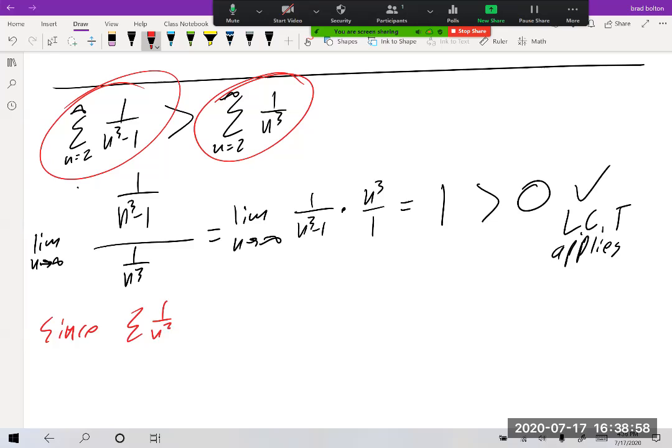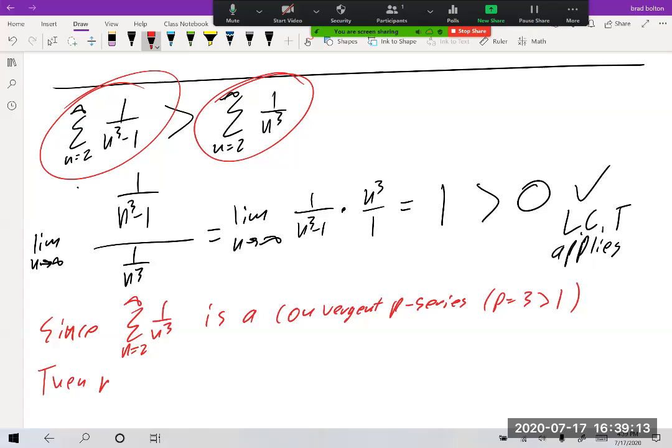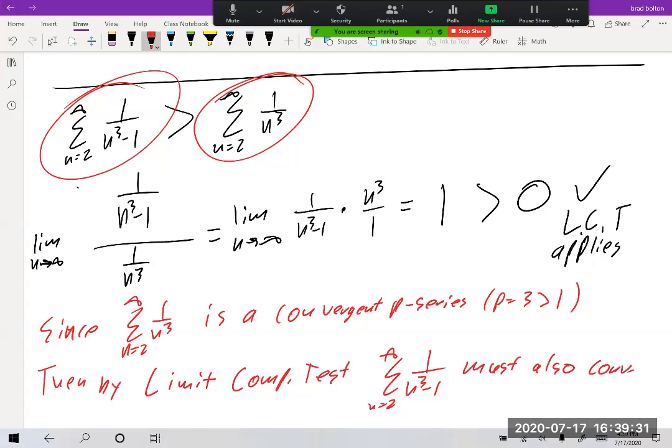the series 1 over n cubed, n equals 2 to infinity, is a convergent p series, because we know that p equals 3, which is greater than 1, then by LCT, limit comparison test, the series 1 over n cubed minus 1, n equals 2 to infinity must also converge. Okay, and that's it. That's all you got to do.